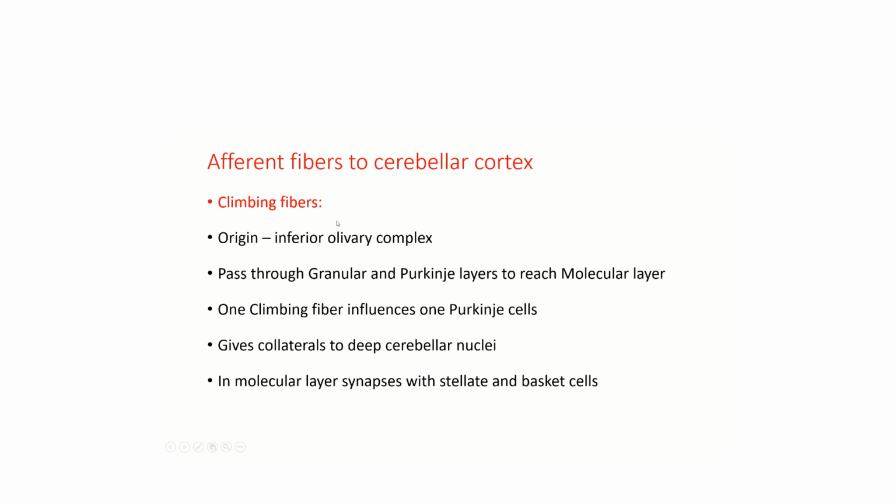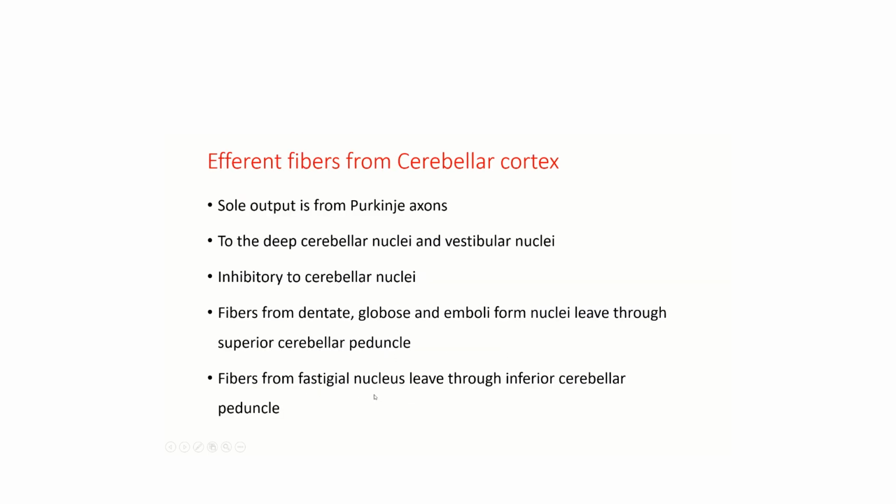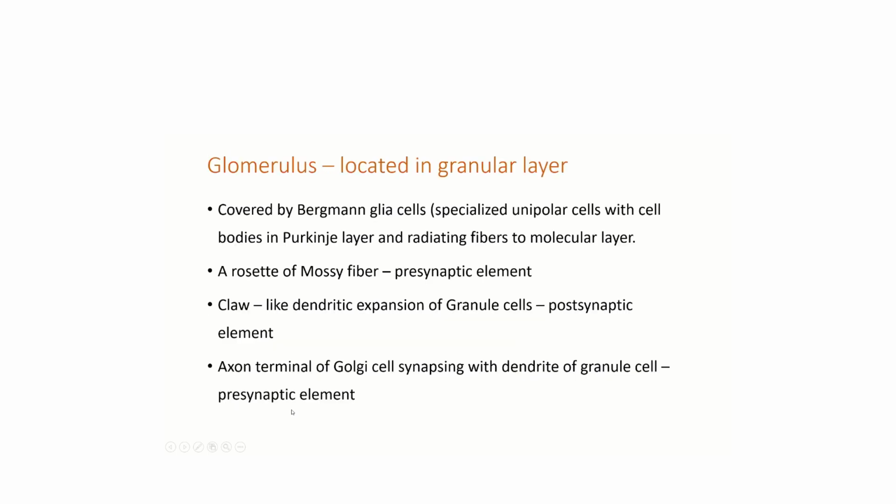Whereas if you see the climbing fibers, the origin is from the inferior olivary complex, passing through granular and Purkinje layers to reach the molecular layer. One climbing fiber influences one Purkinje cell. It gives collaterals to deep cerebellar nuclei, and in the molecular layer synapses with stellate and basket cells. The sole output from the cerebellar cortex is from Purkinje axons to the deep cerebellar nuclei and vestibular nuclei. It is inhibitory to the cerebellar nuclei. Fibers from dentate, globose and emboliform leave through the superior cerebellar peduncle, whereas fibers from fastigial leave through the inferior cerebellar peduncle.